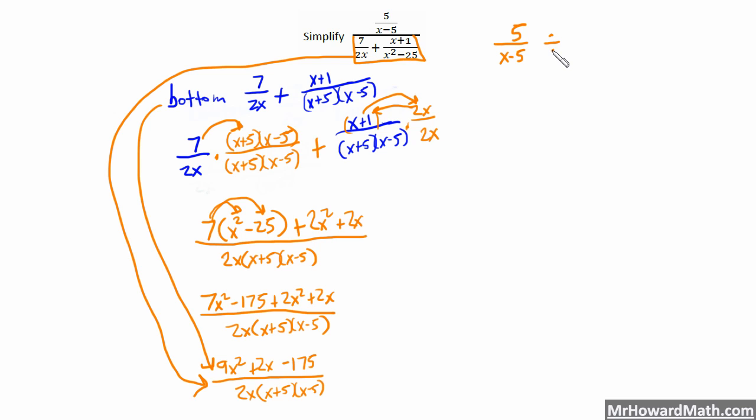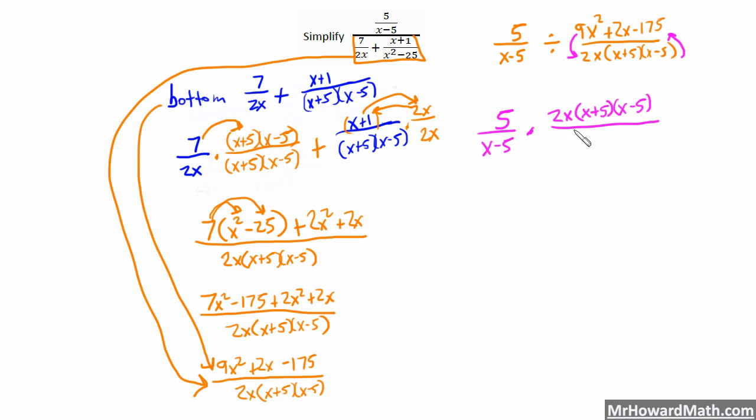I'm going to write it to the side so it's easier to see. Divided by, instead of dividing by this, now we're dividing by this fraction, which is the same as this because we simplified the bottom. Divided by 9x squared plus 2x minus 175 over 2x, x plus 5, x minus 5. Remember when we divide fractions we just flip and multiply, so that's what I'm going to do next. I'm going to flip this and then multiply it by this. So it's 5 over x minus 5 times, this now comes on top, 2x, x plus 5, x minus 5, over 9x squared plus 2x minus 175.